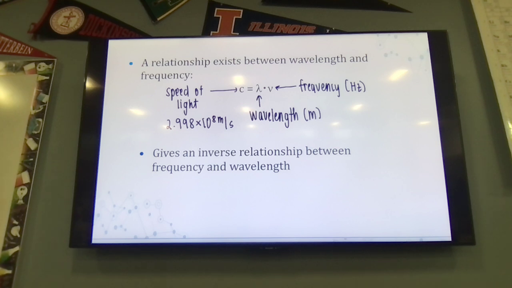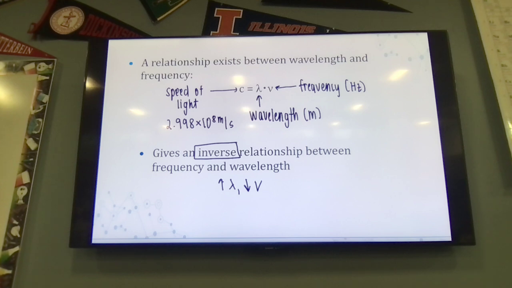And we're going to get an inverse relationship. So here's where, yes, you're going to have to do math, but you can also do conceptual questions. So if I increase the wavelength, which means my waves are farther apart, I will decrease my frequency. That's what it means to have an inverse relationship. When one goes up, the other decreases.